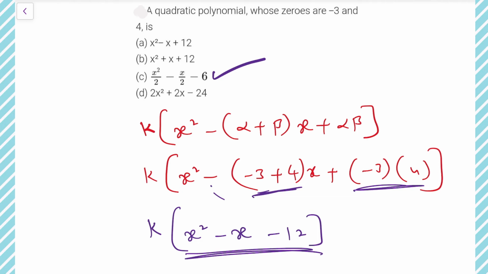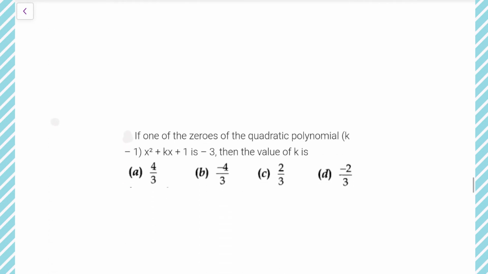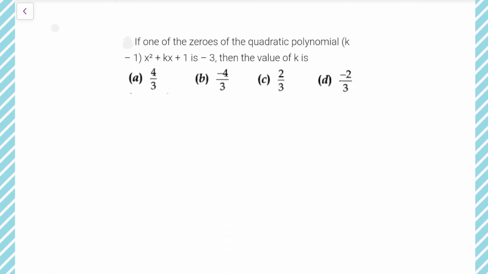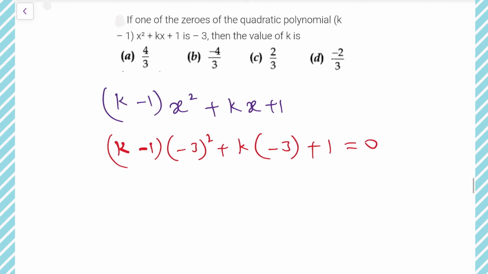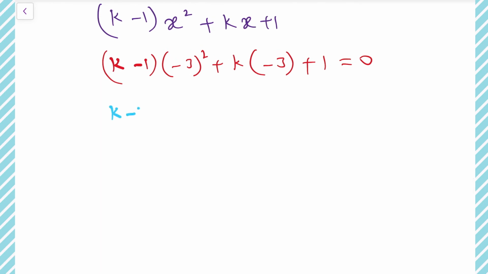Next, moving to the next question. If one of the zeros is minus 3, then what is the value of k? So simple it is. In the place of x, we need to substitute minus 3. The given polynomial is (k minus 1) into x square plus kx plus 1. Now in the place of x, we substitute minus 3. So (k minus 1) into (minus 3) whole square plus k into minus 3 plus 1, and make it equal to 0. Let us simplify this. (K minus 1) into minus 3 square, which is 9. K into minus 3 is minus 3k, plus 1 is equal to 0.